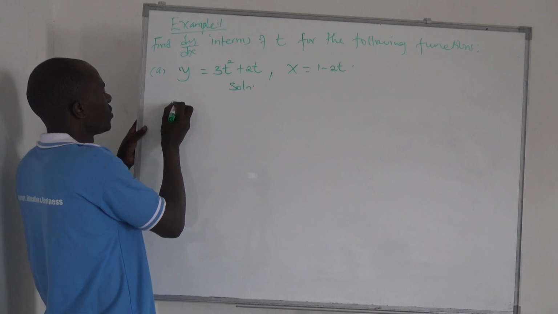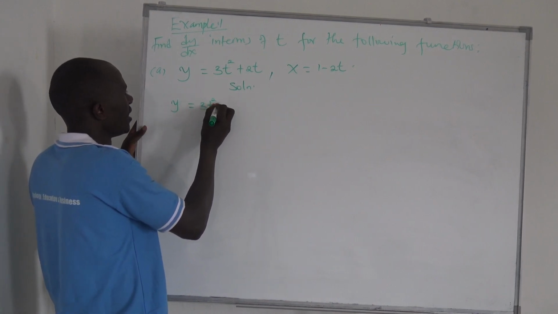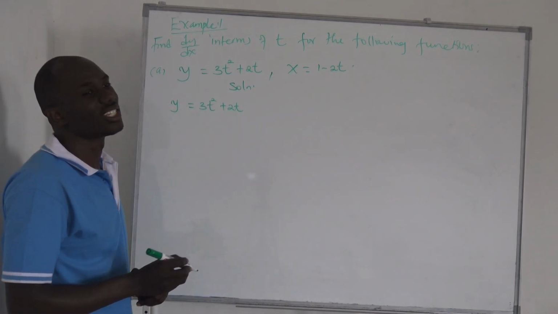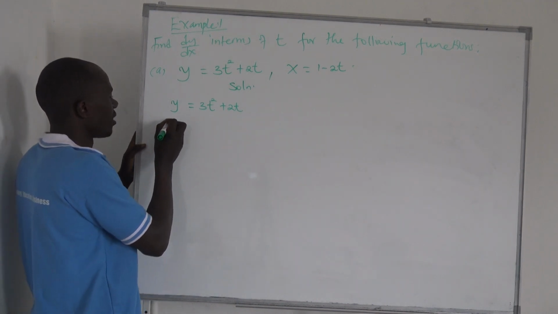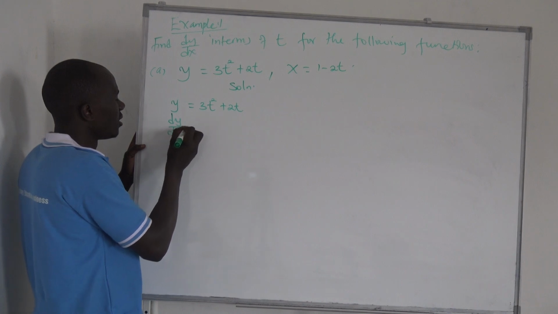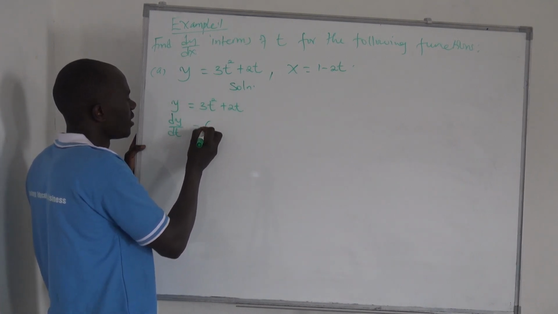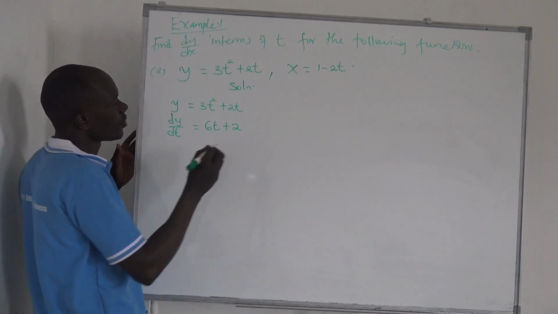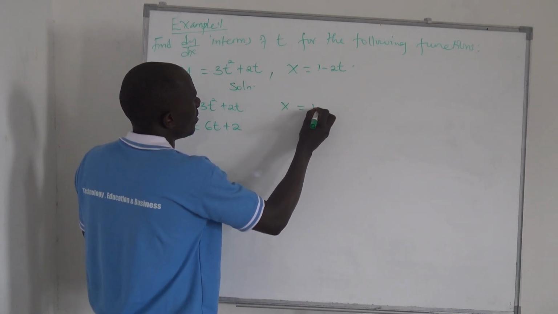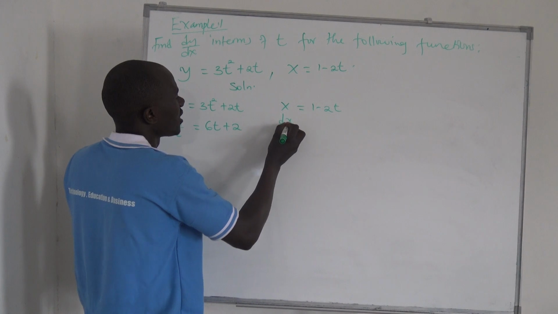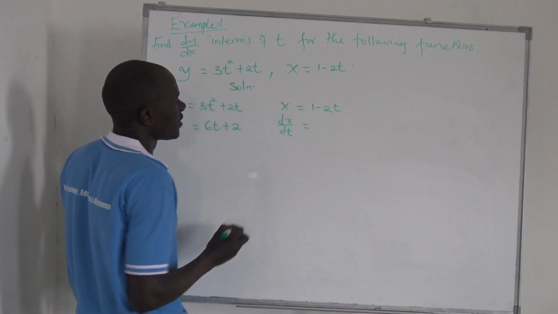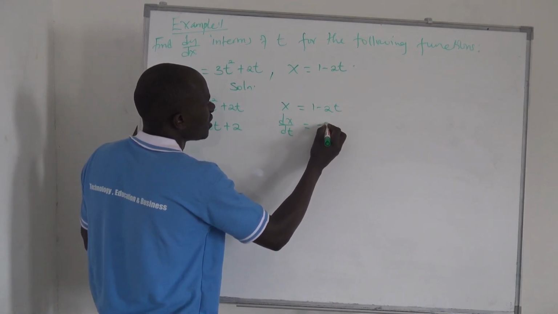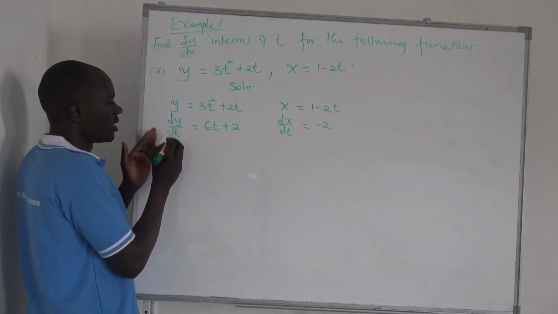The first one is given as y equals 3t squared plus 2t. Now what you do is differentiate this y with respect to t, so that we get dy/dt. What is dy/dt? When you differentiate 3t squared, you get 6t, very good, plus when you differentiate 2t, you get 2. We also have x equals 1 minus 2t, and we look at dx/dt. When you differentiate 1, you get 0. When you differentiate negative 2t, you get negative 2. So you can see we have got dy/dt and dx/dt.